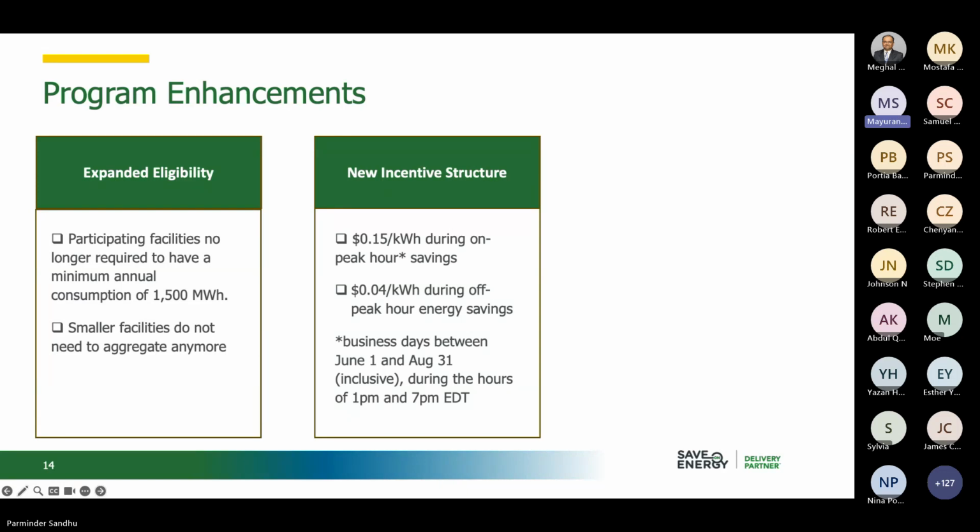Secondly, we have updated the incentive structure to add a two-tiered incentive. The first tier is 15 cents a kilowatt hour for on-peak hour energy savings. And the second component of the incentive structure is 4 cents a kilowatt hour for off-peak hour energy savings. On-peak hours are defined as weekdays from June 1st to August 31st, from 1 p.m. to 7 p.m. that are not holidays. Off-peak hours are all other hours in the year. Please note that the peak demand reduction incentive has been removed.